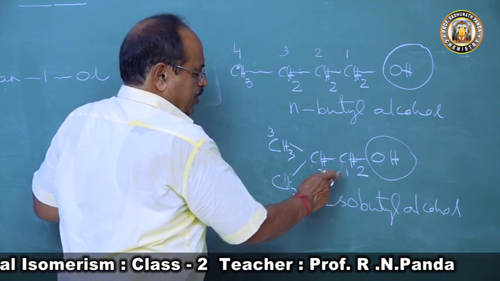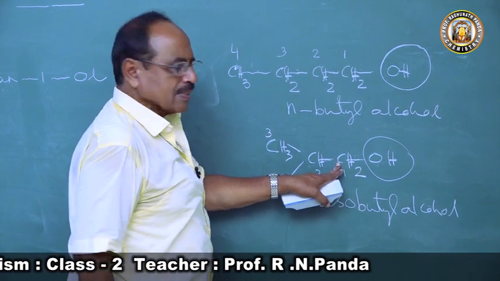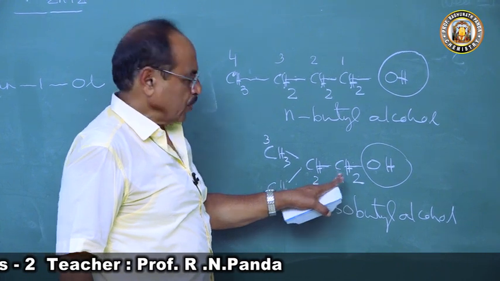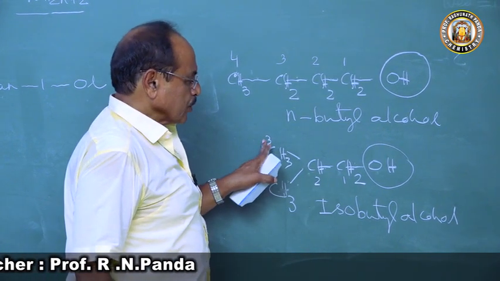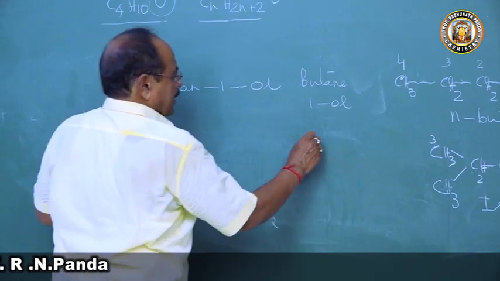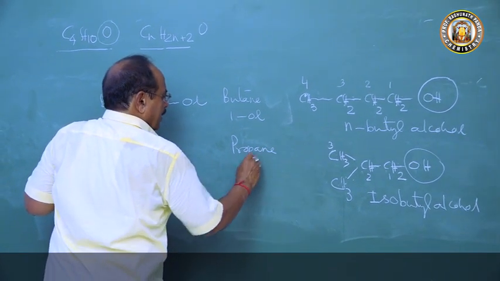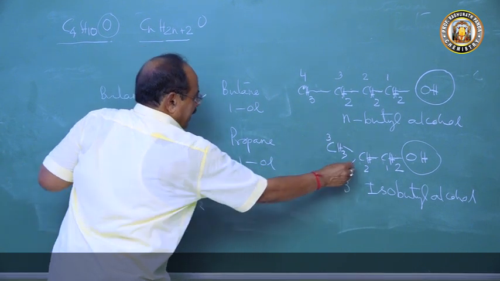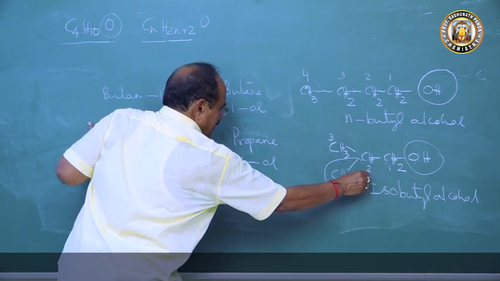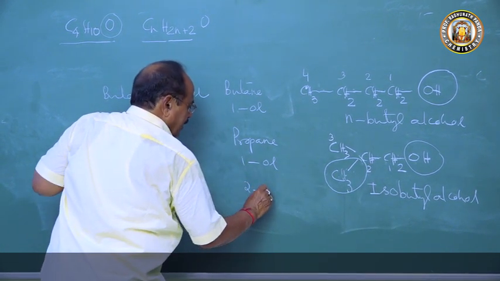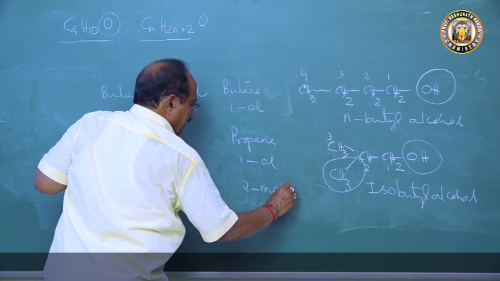Number the carbon atom such that the carbon atom having the functional group gets the lowest number. So we get 1, 2, 3. So it's a derivative of propane. This compound is a derivative of propane. At carbon 1, there is -ol, and at carbon 2 there is a substitution. So the second carbon atom is attached to a methyl.